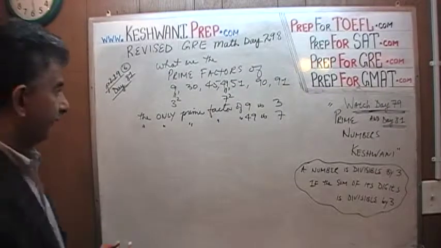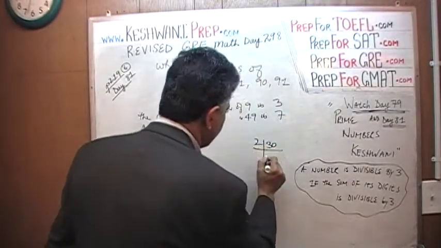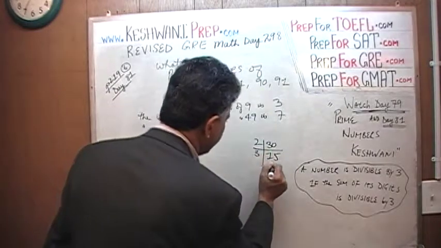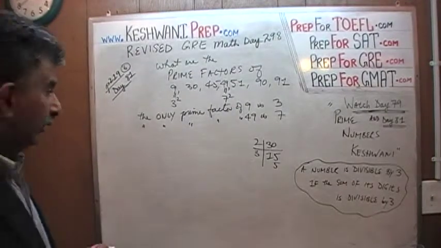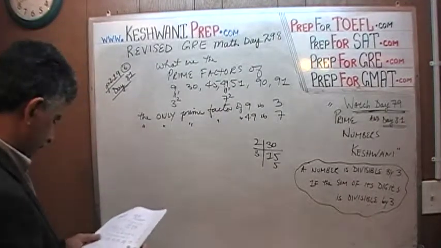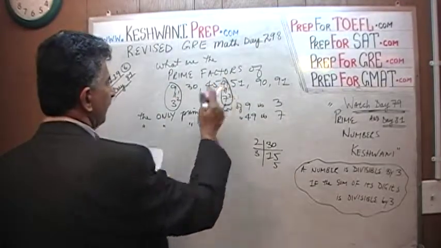Now let's do all the others. 30 divided by 2, we get 15. Divided by 3, and we get 5. Therefore, the prime factors. So that's it. We're done with 9 and we're done with 49. I'm going to erase them.